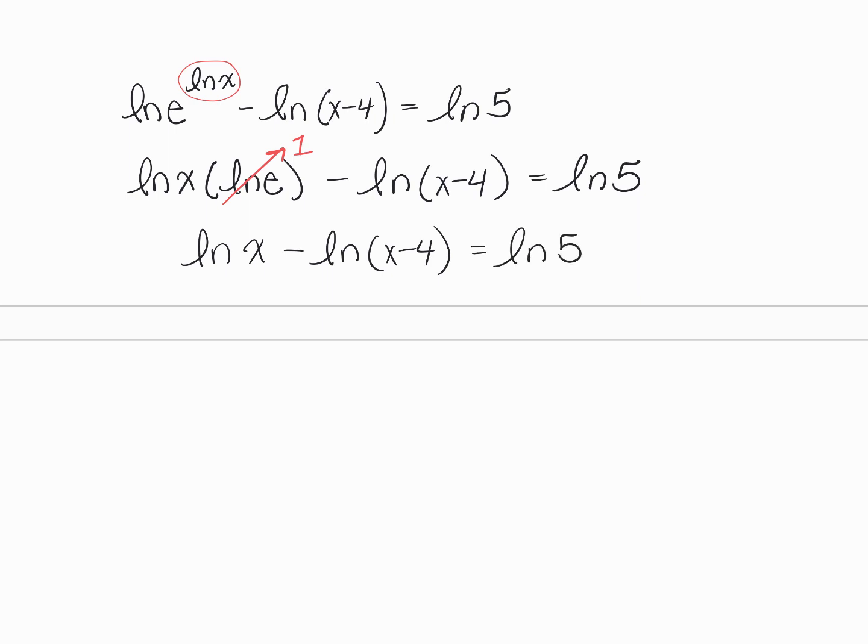Now, it's a real common mistake here to try to divide through by the natural log, but as we know, ln without any kind of an argument doesn't mean anything. We can't separate it from its argument. So we're going to use our properties of log.